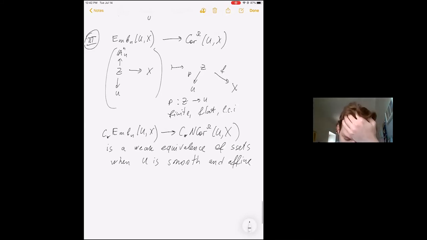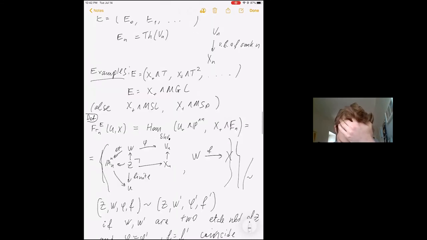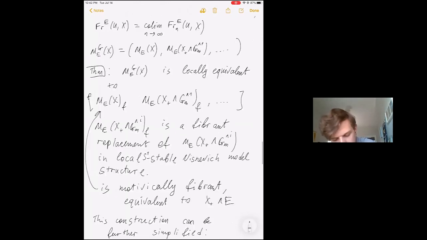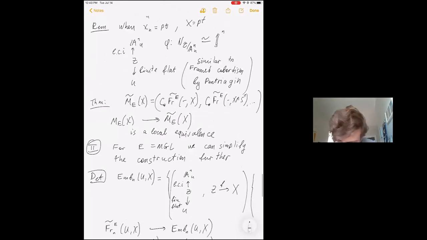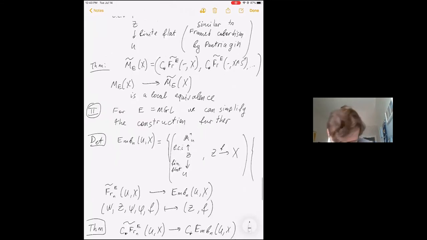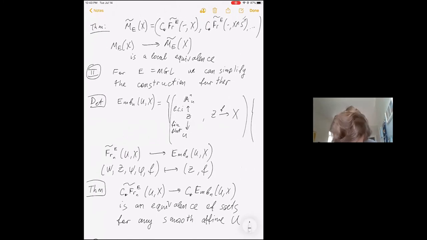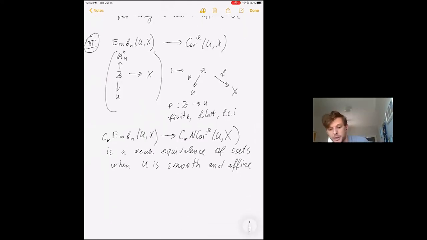So we start with the general construction of a Fibrant replacement for every Thom spectrum ME of X. Then we reduce it to the spectrum that we get using the normal framed correspondences. And then for MGL, we first of all reduce this normal frame correspondence to the spectrum that can be constructed using these embeddings, and then to the spectrum that we construct using these omega correspondences.